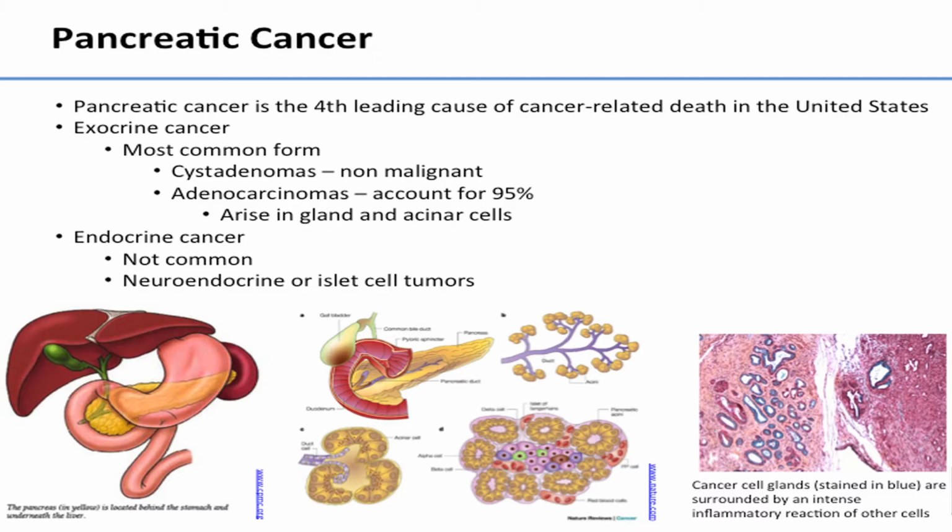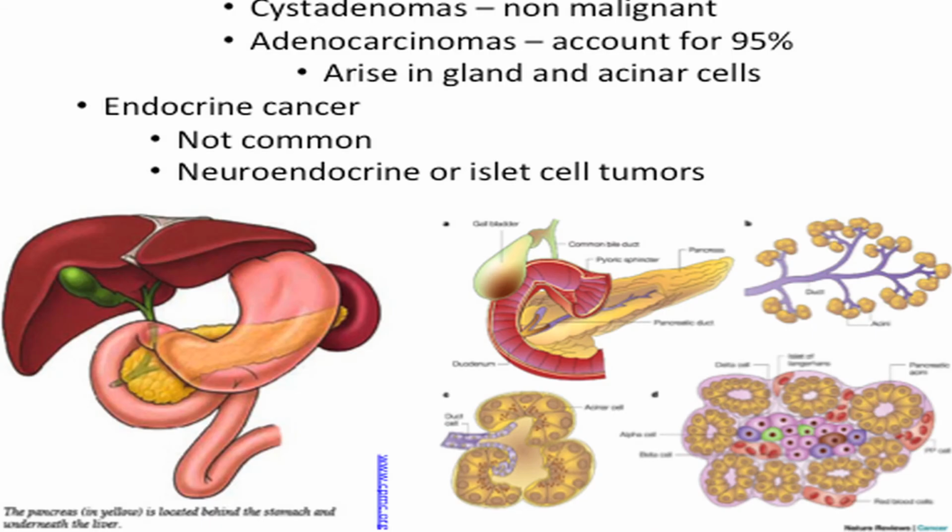Pancreatic cancer, that's a tough one. You get that, and it's not an easy one to recover from. It's the fourth leading cause here. Common forms found in pancreatic cancer are the cystadenomas, which are non-malignant, but the other ones, the adenocarcinomas, which arise in these acinar cells right here, which form part of the pancreatic duct. These are the ones that get out of control, and this is what causes the tumors.